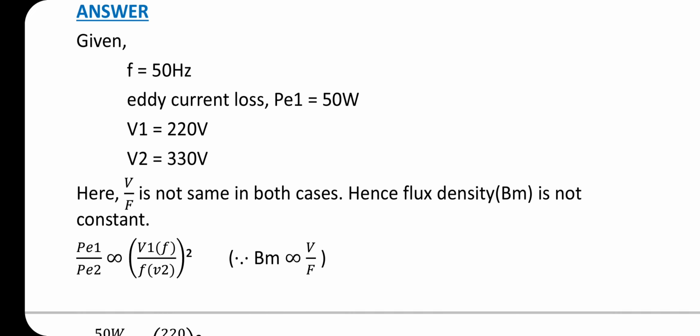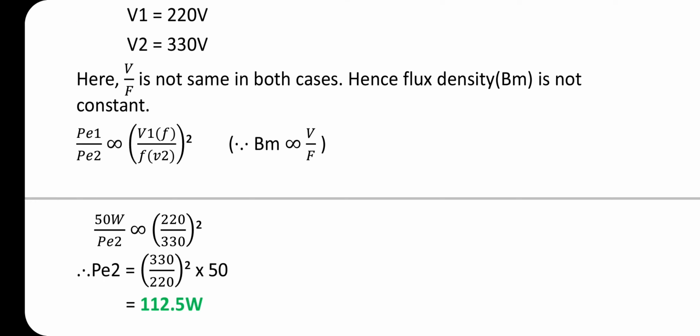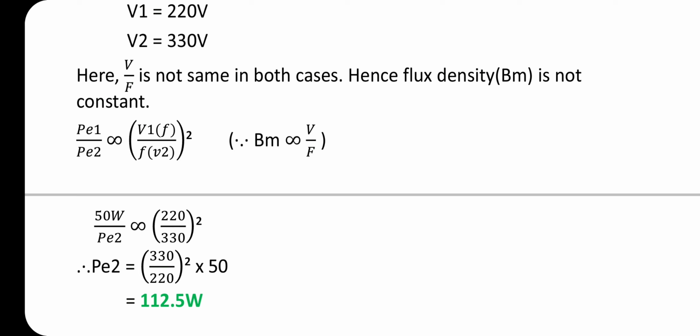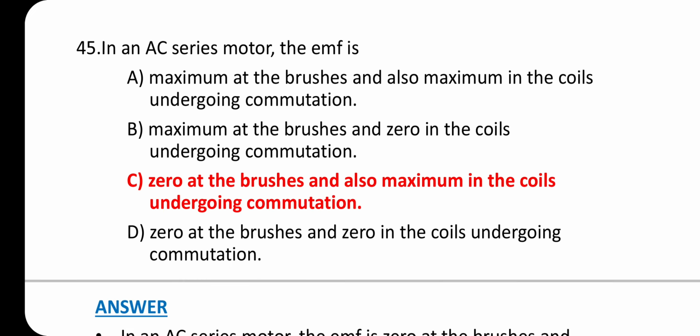Given F equal to 50 Hz, eddy current loss Pe1 equal to 50 watt, V1 equal to 220 volt and V2 equal to 330 volt. Here V by F is not the same in both cases. Hence flux density Bm is not constant. Pe1 by Pe2 is directly proportional to (V1 into F divided by F into V2) whole square, as Bm is directly proportional to V by F. Substituting the values of Pe1, V1 and V2, we get Pe2 as 112.5 watt.